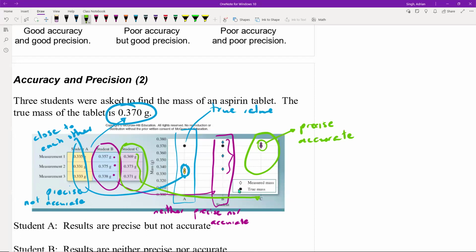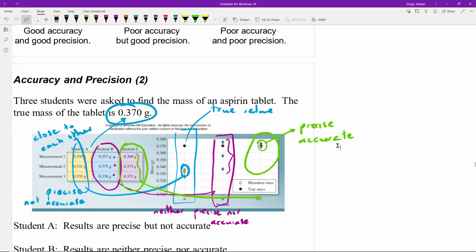Okay, so ideally, when you make a measurement, you want to aim for precision, meaning that if you make the measurement multiple times, you want to get essentially the same value each time. And then you also want your measurements to be accurate, meaning that you want to try to get to the true value as much as possible, as close to the true value as best as you can.